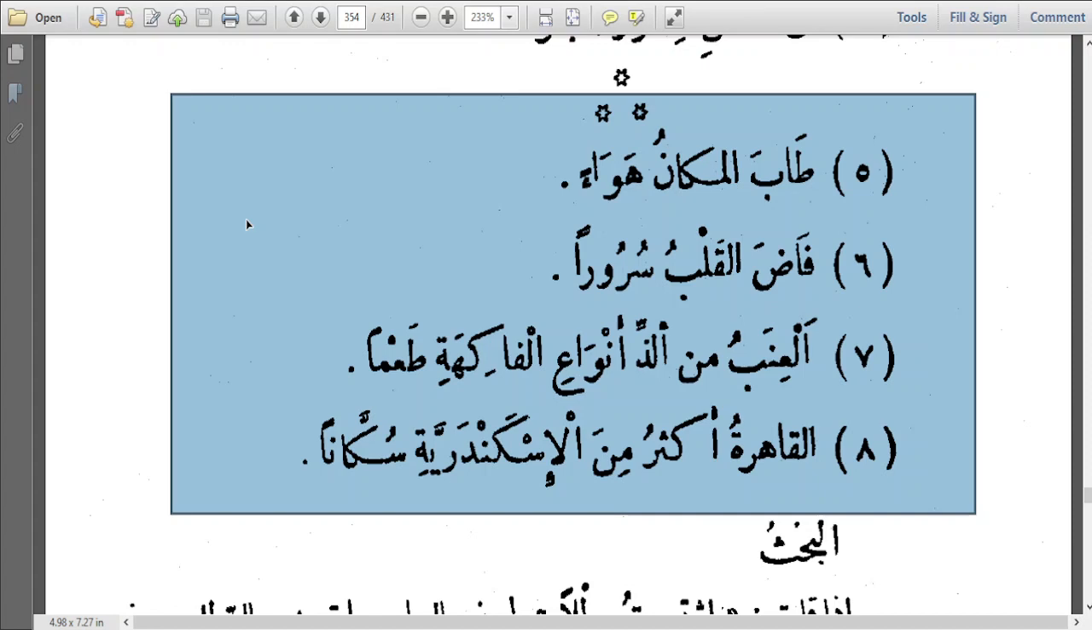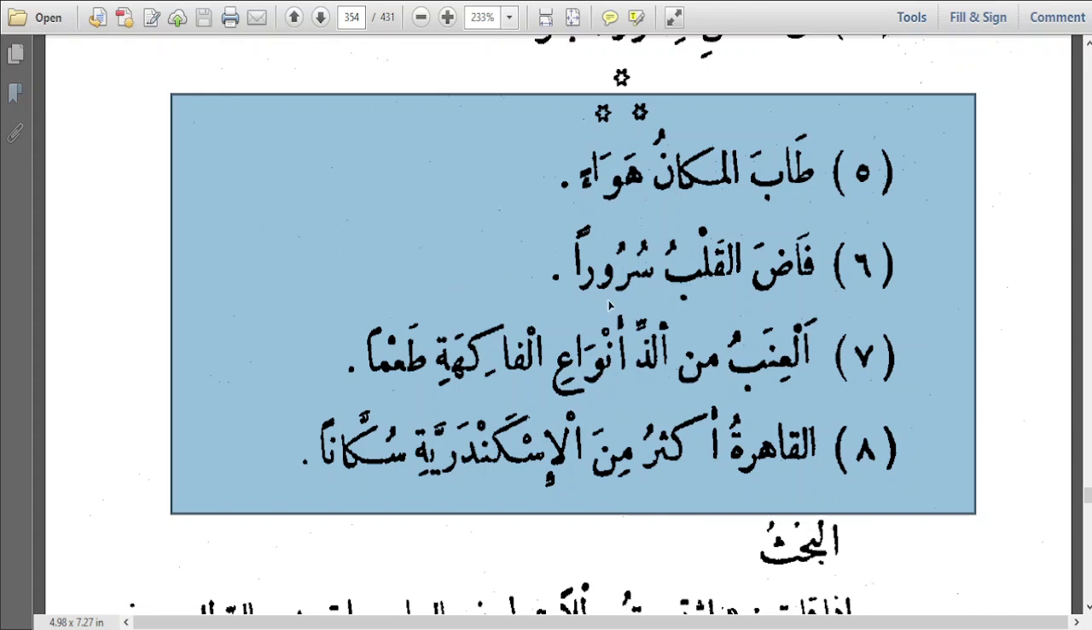Is the sururan qualifying the al-qalb or the father? It's qualifying the whole sentence. So in ta'ab al-makanu, fad al-qalbu, al-inabu min aladzi anwa'il fakihati, al-qahiratu akthar min al-iskandariyati, the whole sentence is what is vague. It's not a specific word that requires clarification, but the whole sentence is what we are clarifying.